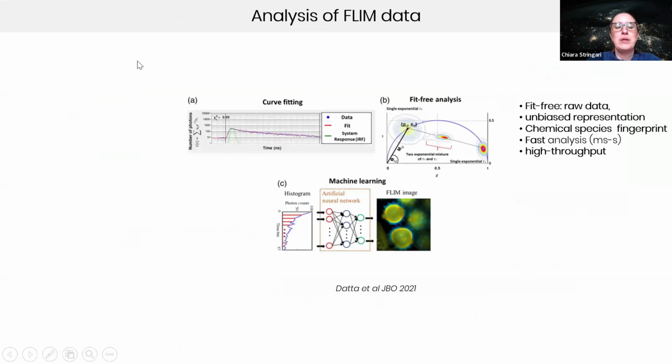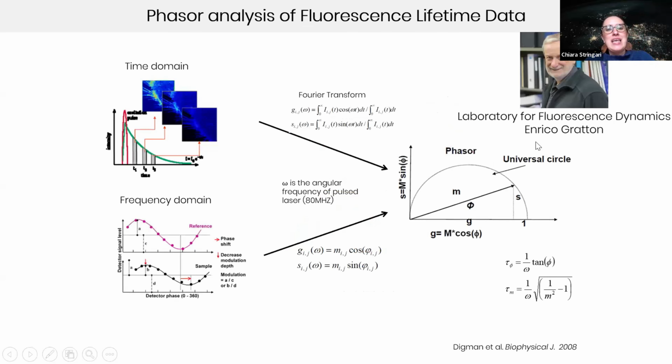So I also want to talk about data analysis in FLIM. The classical way of doing data analysis is curve fitting a multi-exponential decay. This can be pretty complicated and also very slow. That's why, since my postdoc at the LFD with Enrico Gratton, I have mainly focused on fit-free analysis based on phasor analysis, because it provides an unbiased representation and, of course, is much faster because it doesn't require any fit.